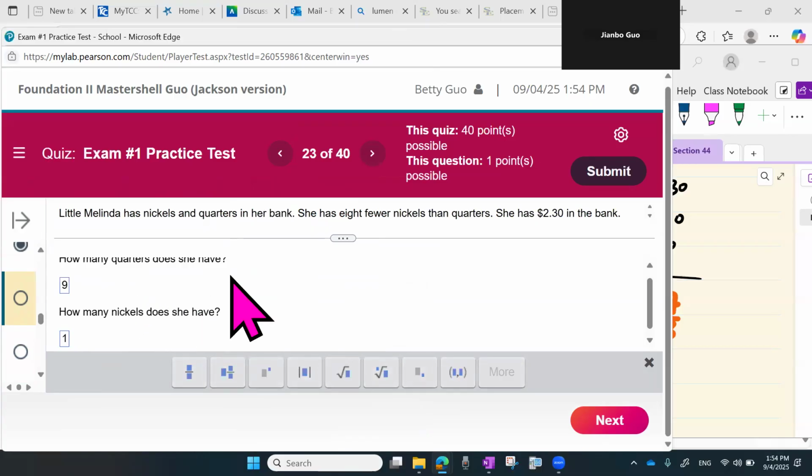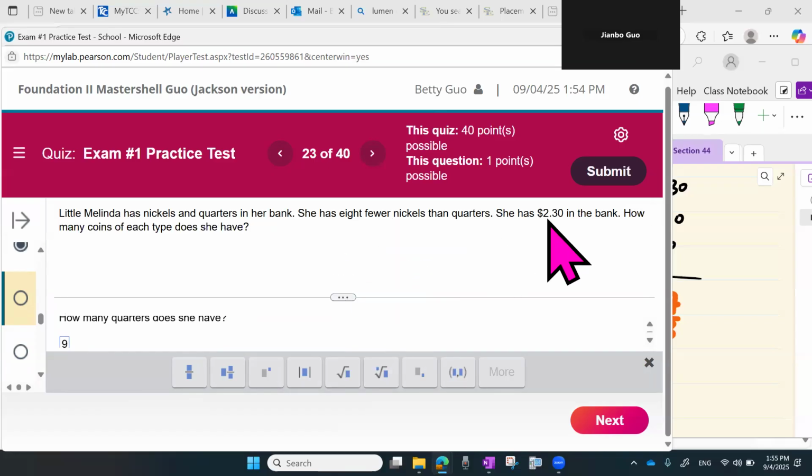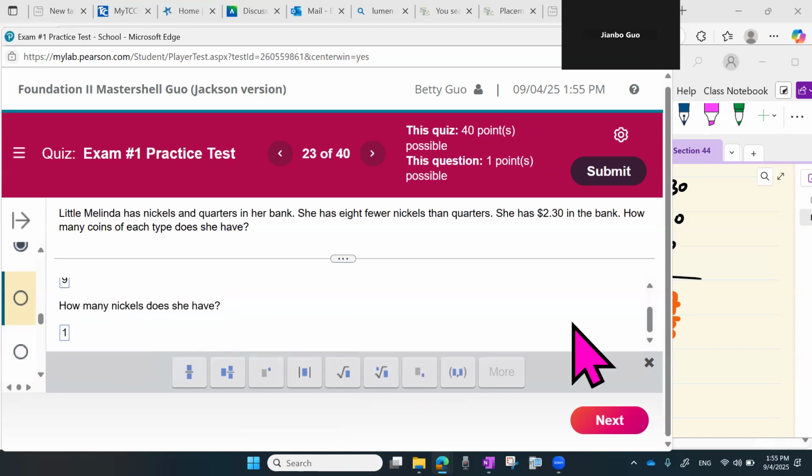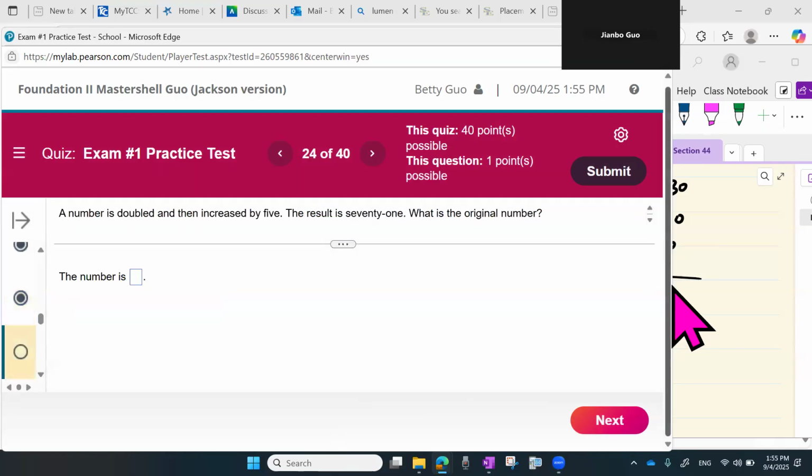If she has 9 quarters, how many dollars is that? 4 quarters make $1, 8 quarters make $2, and one more makes $2.25. We add 1 nickel, which is 0.05, and that is $2.30. It satisfies the condition, so that is the correct answer. We are very sure it is correct. Let's continue.